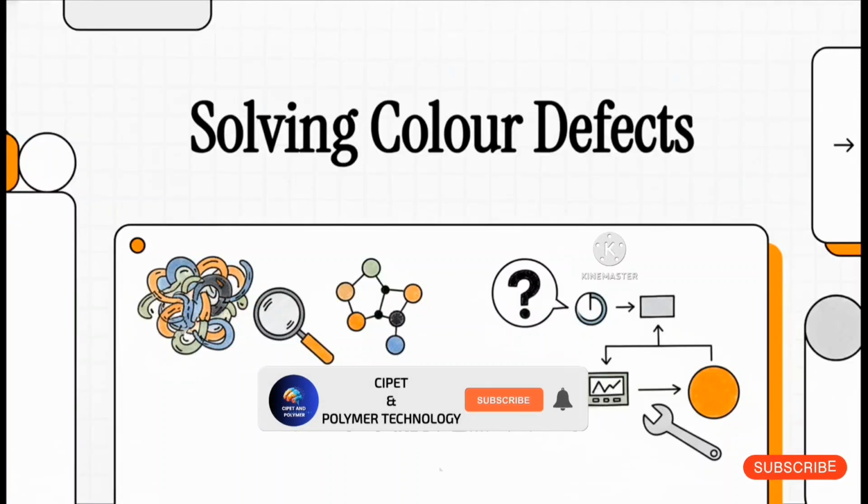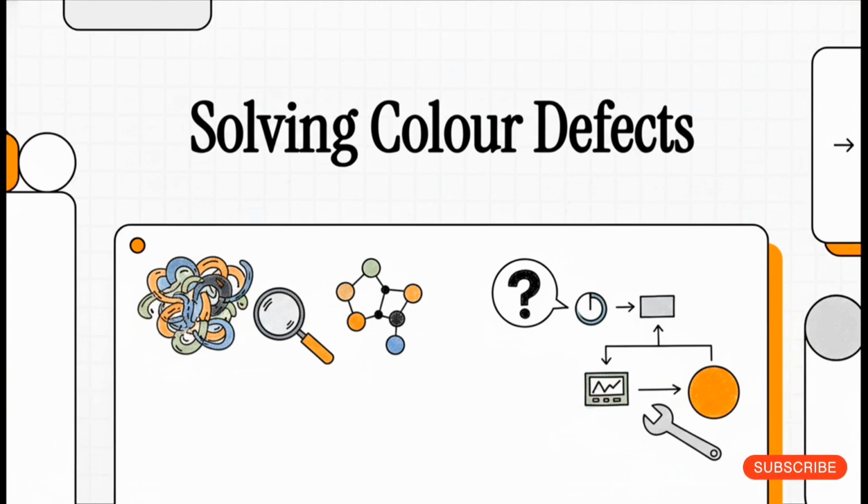Color defects. They're one of the most frustrating and costly challenges in polymer processing, right? So, in this explainer, we're going to build a step-by-step guide to help you not just identify, but actually solve these issues for good. Let's get right into it.